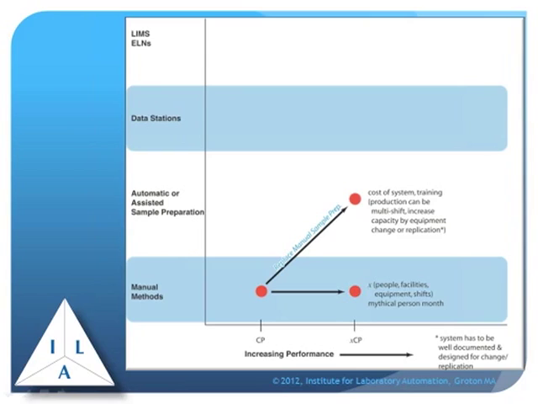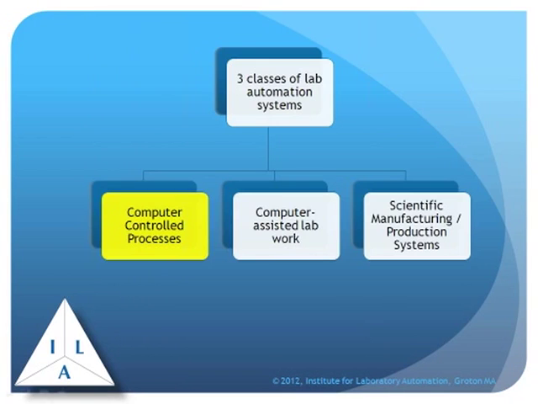And there's a side benefit to doubling the system in that you have a backup system in case anything goes wrong, or one system has to be down for a period of time. In the last two sessions, we've made references to three classes of automation systems: computer-assisted lab work, scientific manufacturing, and the one that really deals with the kind of thing we're talking about now, which is computer-controlled processing.